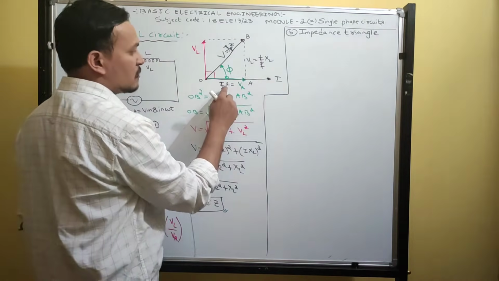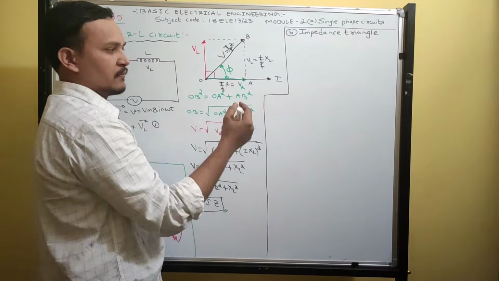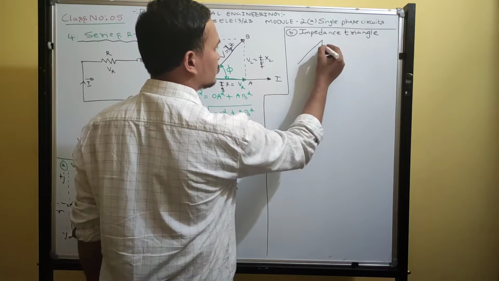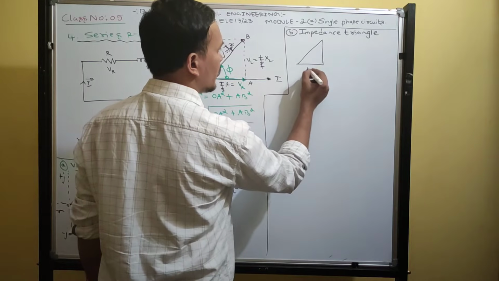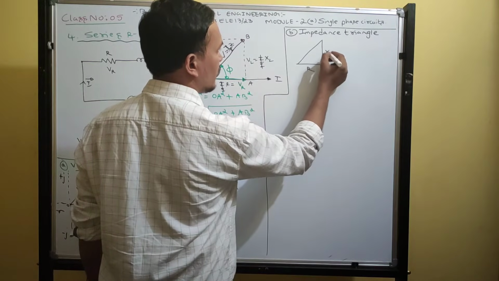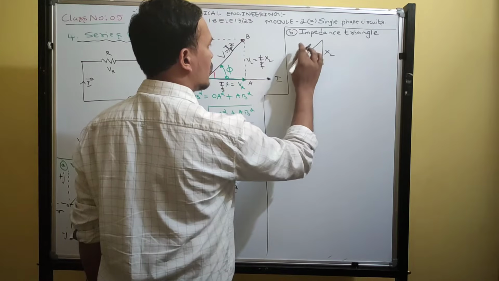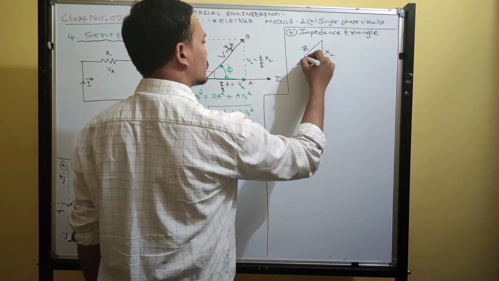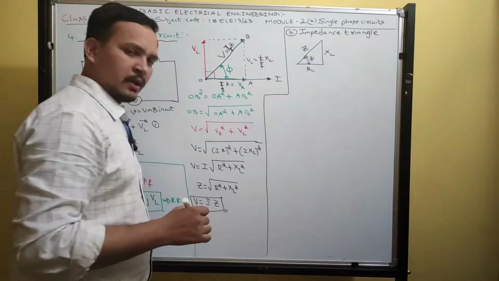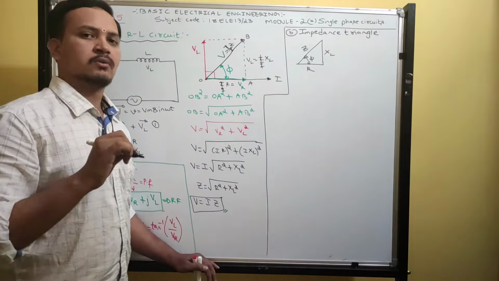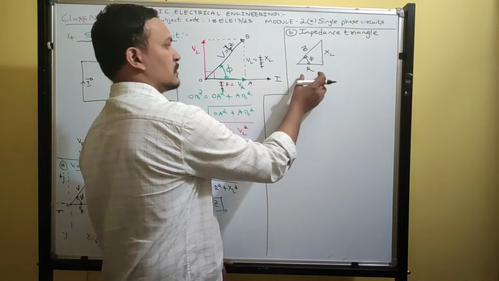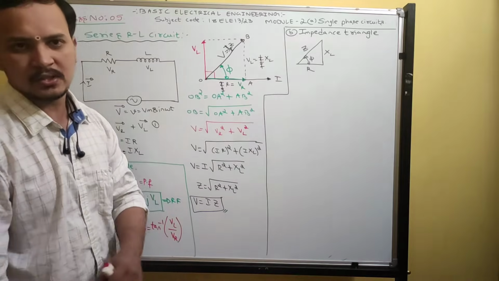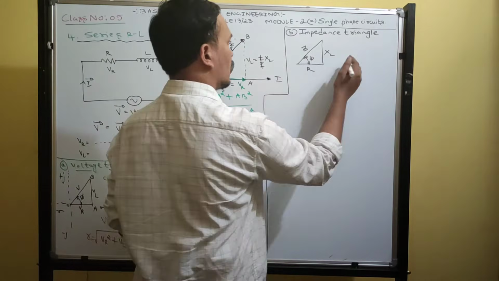So what is left now? R, XL and Z are left. Now rewrite the same triangle. What is the real part? Resistance. What is the imaginary part? XL. What is the overall? Overall is Z. See, in the impedance triangle, every term should have a unit of ohms only. So what is the unit of resistance? Ohms. What is the unit of inductive reactance? Ohms. What is the unit of impedance? Ohms. Everything should be ohms only.